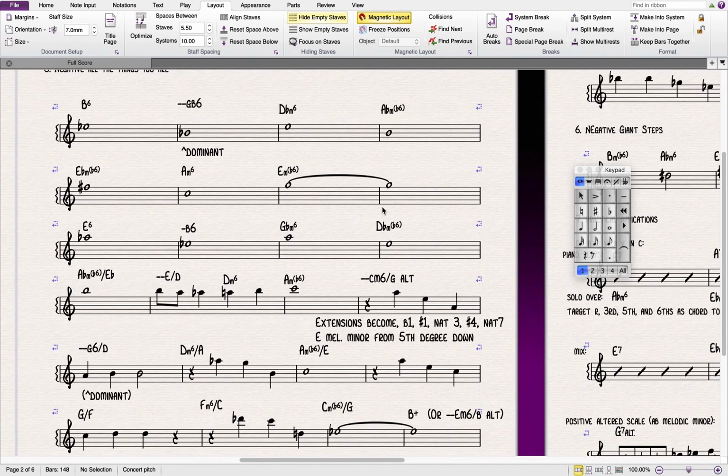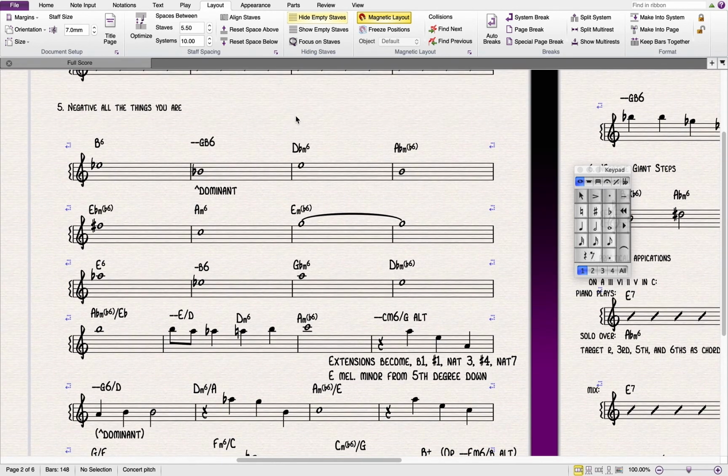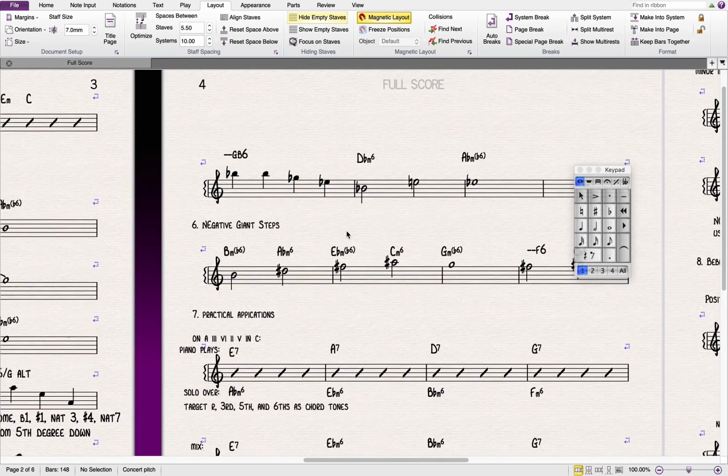Again, you'd want to note that for this, you wouldn't be able to play all of this over the original. This is a compositional technique more than anything, but you want to understand it this way so you can go back and just interject it here and there like we did up here, only with destinations.